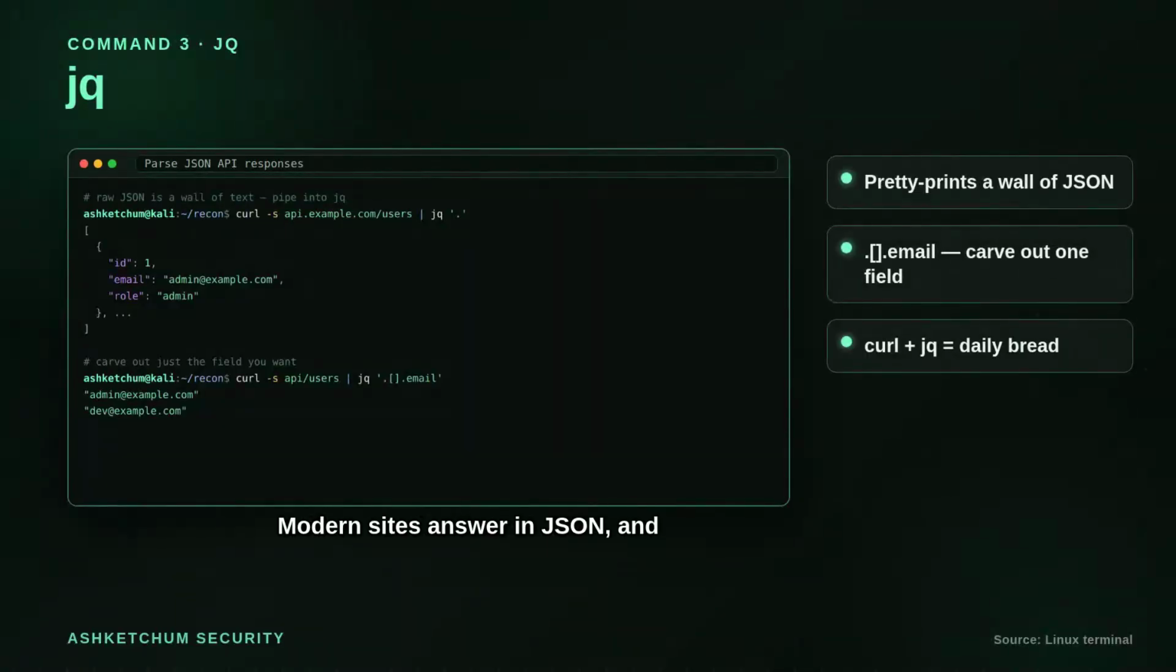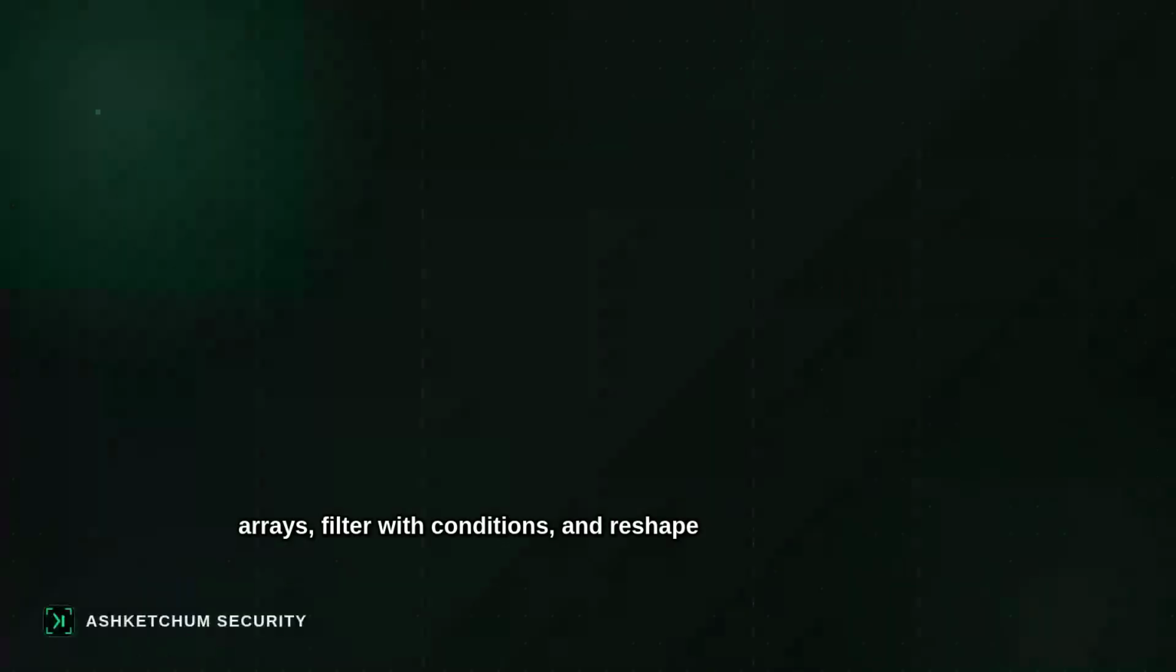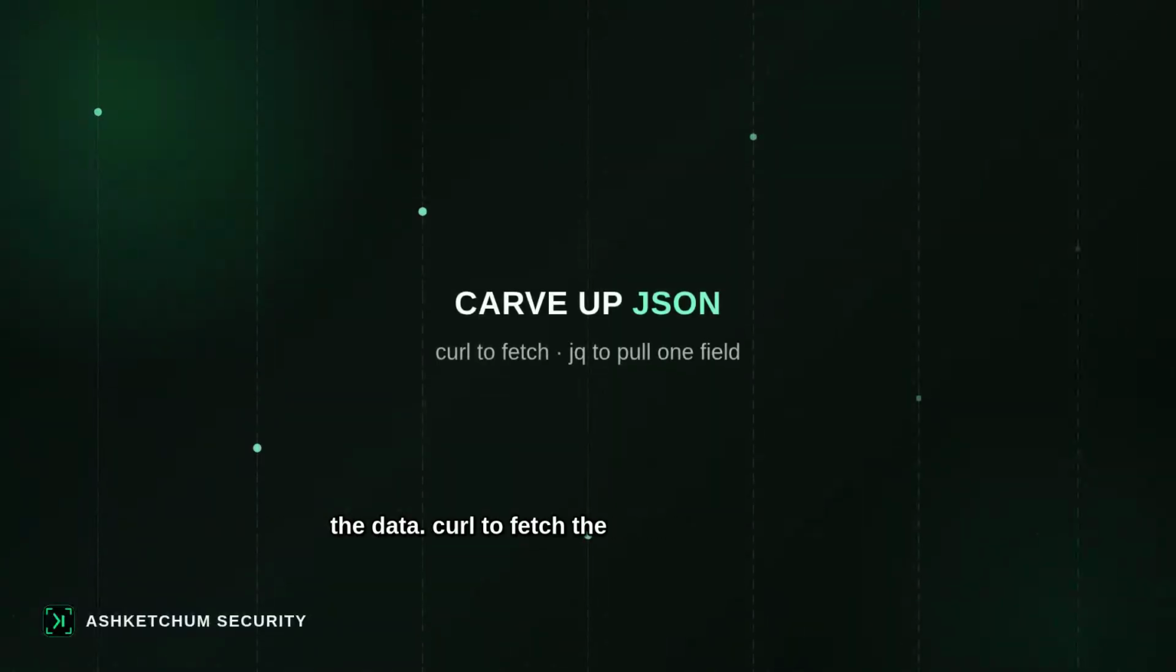Modern sites answer in JSON, those nested blocks of keys and values, and raw JSON in a terminal is a wall of text. jq parses it. Pipe a response into jq and a dot, and it pretty prints it, readable and colored. Want 1 field? jq .users, and it pulls just that. jq can dig into arrays, filter with conditions, and reshape the data however you like. Curl to fetch the API, jq to carve out exactly the piece you care about. That combo is a bug hunter's daily bread.